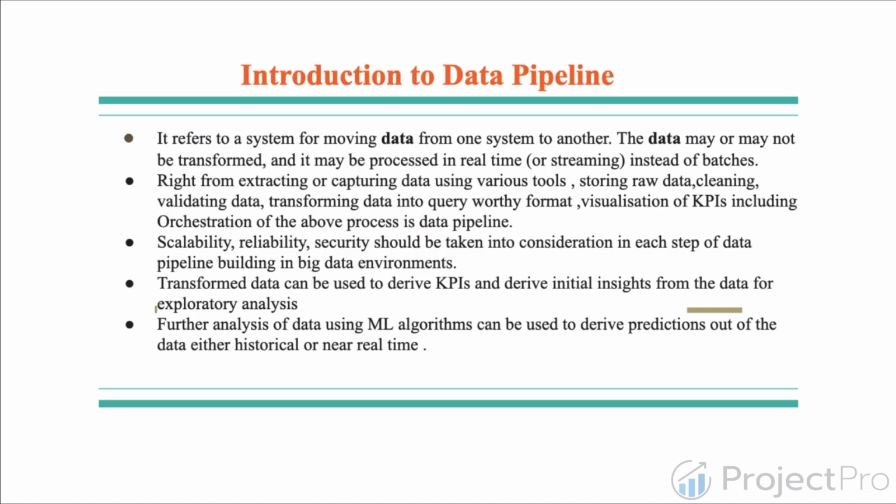As the name suggests, what is a pipeline? A pipeline is a thing or a tool which connects from source to destination and aids in the orchestration and automation of the process. A data pipeline basically refers to a system of moving data from one system to another. The data may or may not be transformed. It can be directly pushed onto the destination system. It may be processed in real time instead of batches. We can do batch processing or real-time processing.